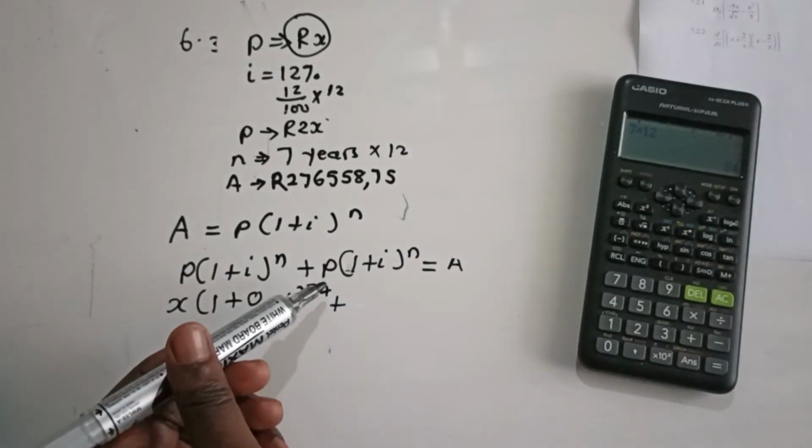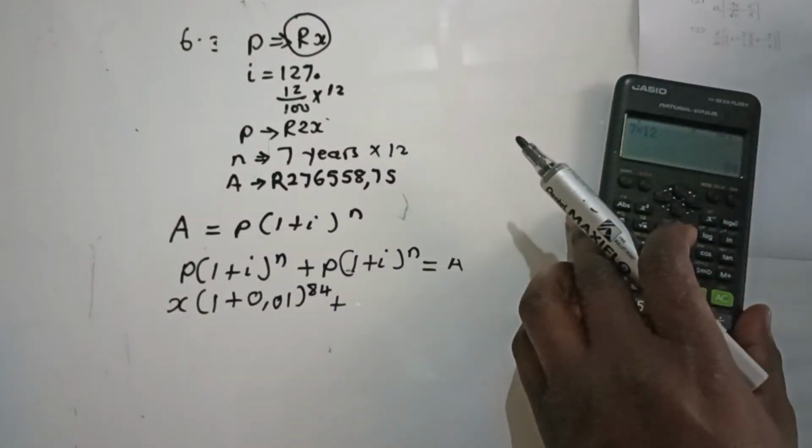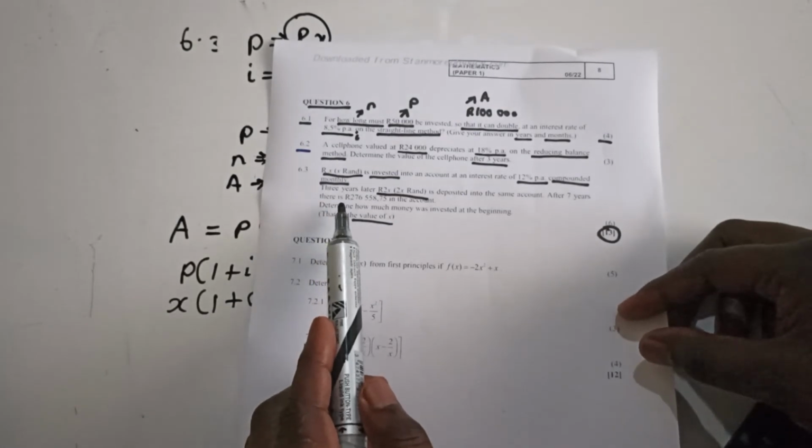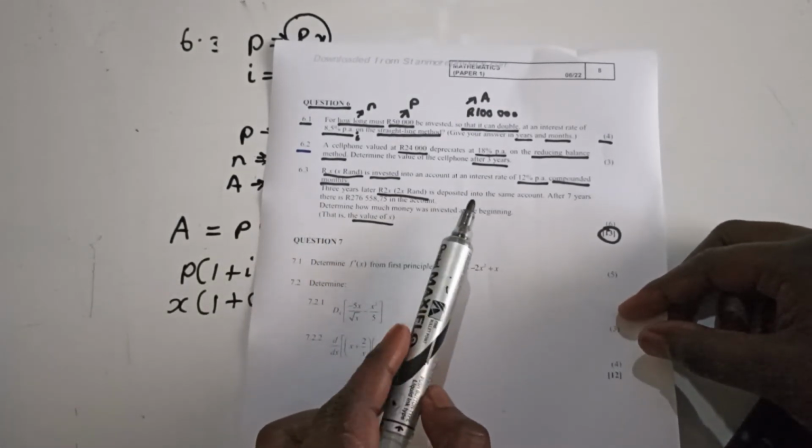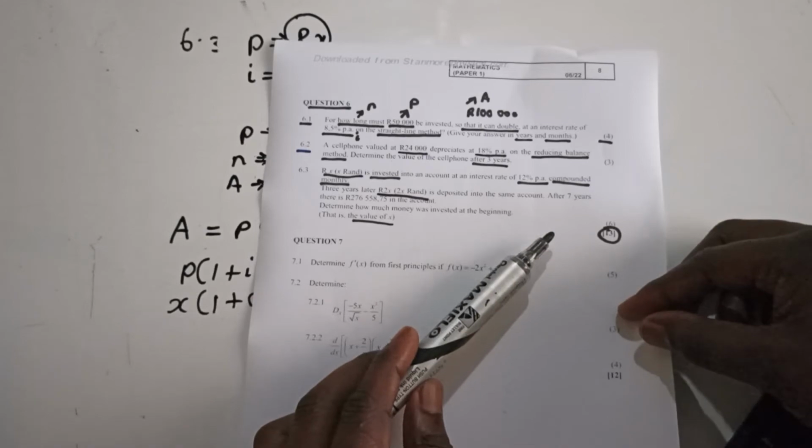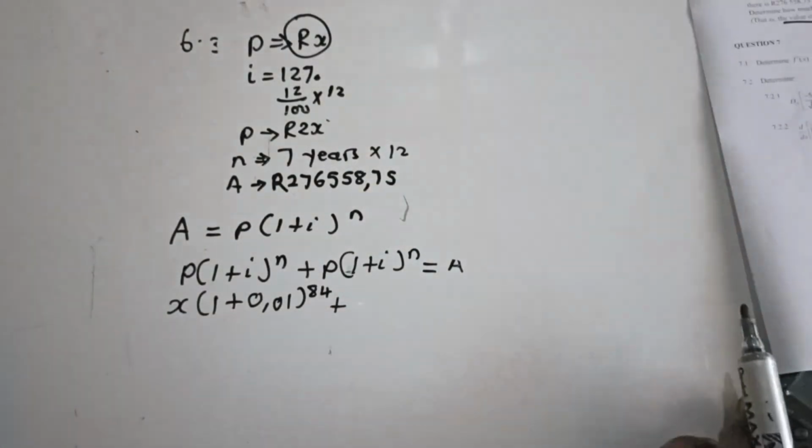Then be careful here. They said what? Let me take you back a bit. They said 3 years later, this amount is deposited into the same account. Okay, into the same account.